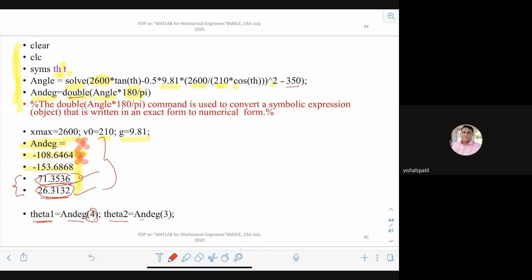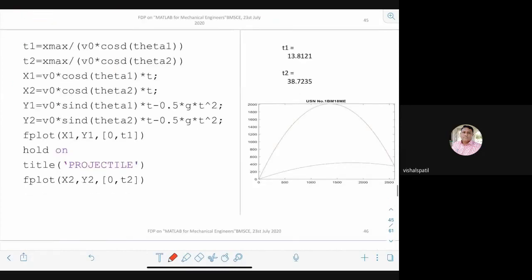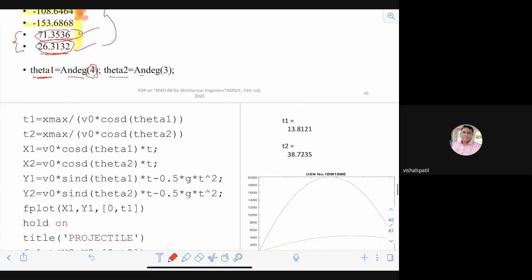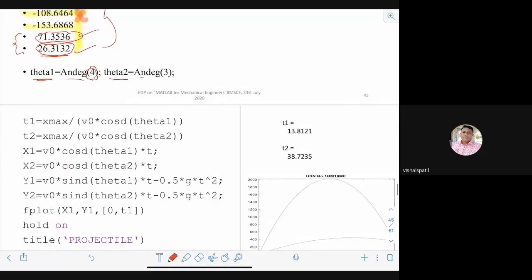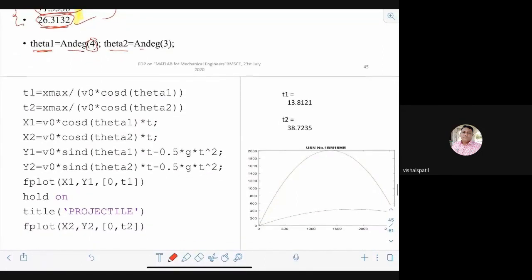Now, once I know the angles at which these can be fired, I can also try to find out the path. But remember, they are reaching the same target. One is fired at an angle of 26 degrees, the other at an angle of 71 degrees. Automatically, the time traveled will be different.